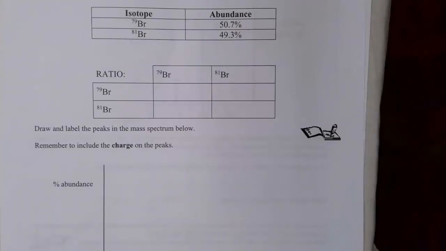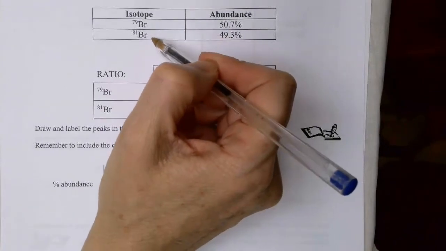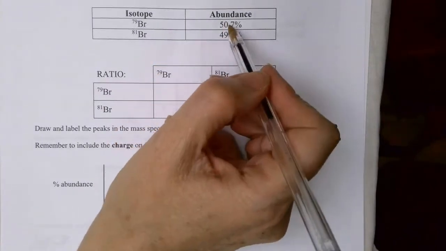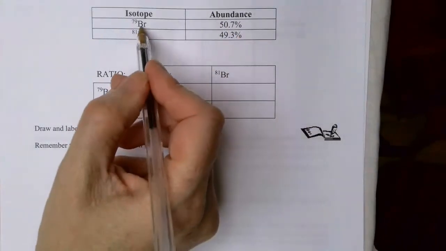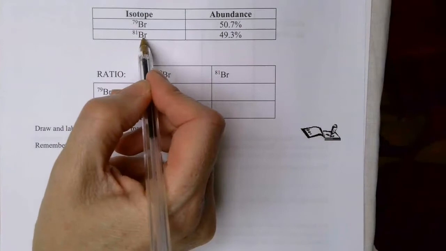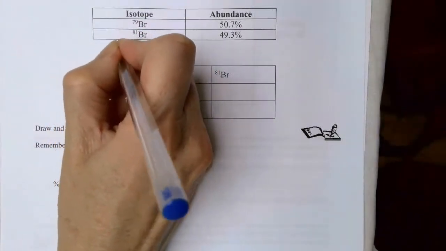So we're on page 16 and we're going to be looking at the mass spectra of bromine. So bromine has two isotopes, bromine 79 and bromine 81, and they're roughly in the abundance of 50-50. So bromine can exist as atoms, but it more normally exists as a bromine molecule.